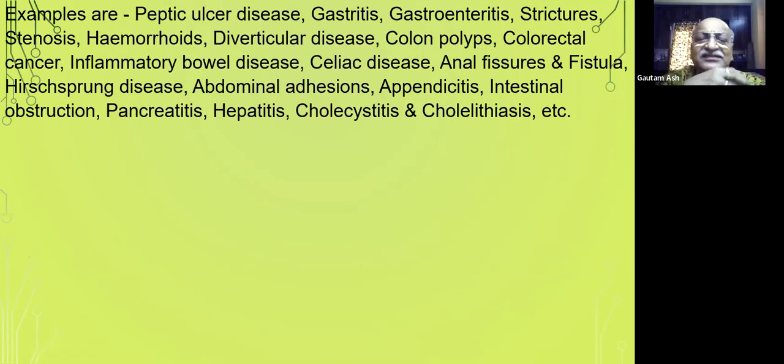Examples of structural diseases of the gastrointestinal tract include peptic ulcer disease. Here gastric ulcer and peptic ulcer are all there. Then gastritis. Now gastritis is a very simple thing, but gastritis continuing for a long time will give a lot of complications. Then gastroenteritis, strictures. Due to the peptic ulcer and gastritis, we'll get stricture in future. Fibrosis, stenosis: in case of peptic ulcer or duodenal ulcer, stenosis of the pyloric sphincter will occur.